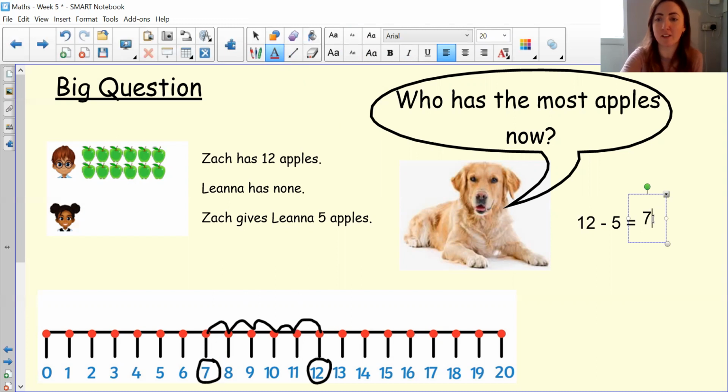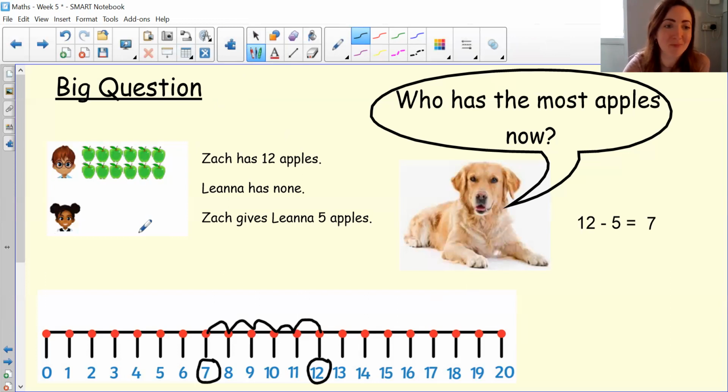What does that 7 represent? Does it represent how many apples Leanna has? No, that's right. It represents how many apples Zach has now. So Zach had 12 apples. Now he has 7 because he gave 5 to Leanna. So Zach has 7 apples. Leanna has 5 apples. So who has the most? Which one is more? Is 7 more or is 5 more? That's right. 7 is more. So Zach still has the most apples, even though he was kind enough to give 5 to Leanna.